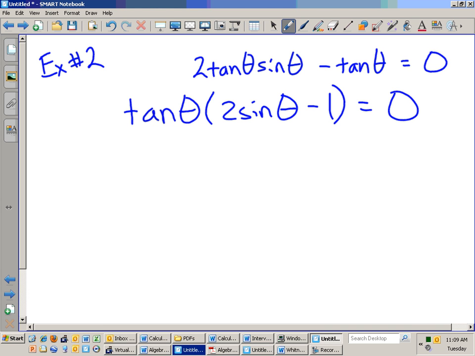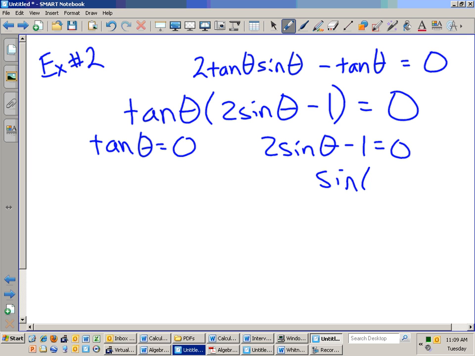So now I have two equations. Tangent of theta is equal to 0, and 2 sine of theta minus 1 equals 0. That means sine of theta is 1/2. Where's tangent equals 0? Zero and 360, but also 180.